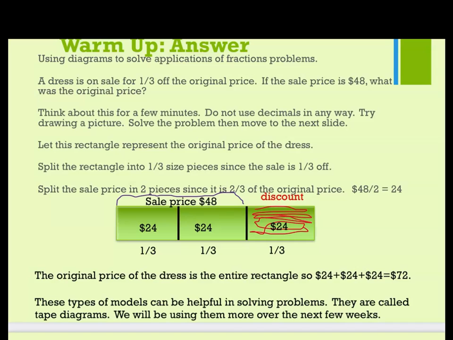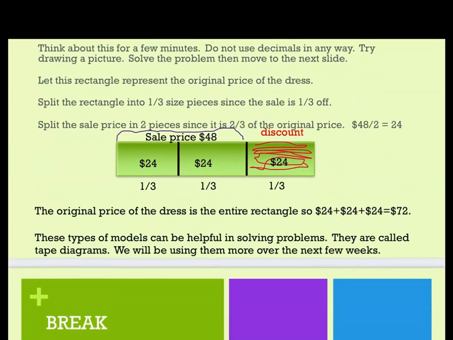So to find the original price of the dress, I do 3 copies of 1/3 or 3 copies of 24 and get 72. So these types of models can be very helpful when solving proportional problems that we're doing this week, and they're called tape diagrams. We're going to be using them more over the next few weeks.